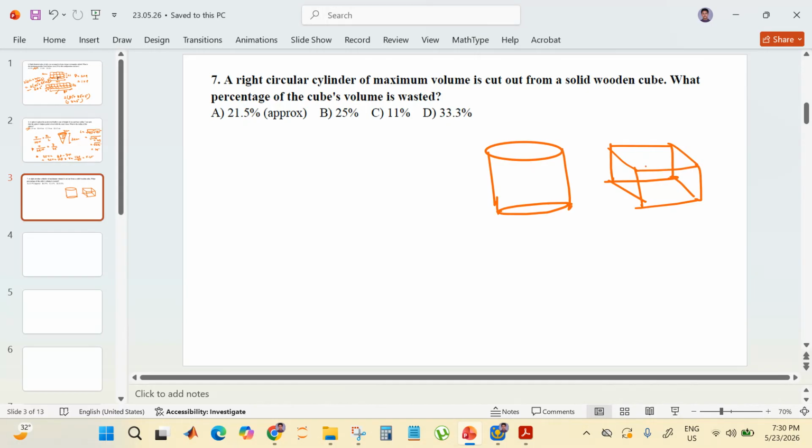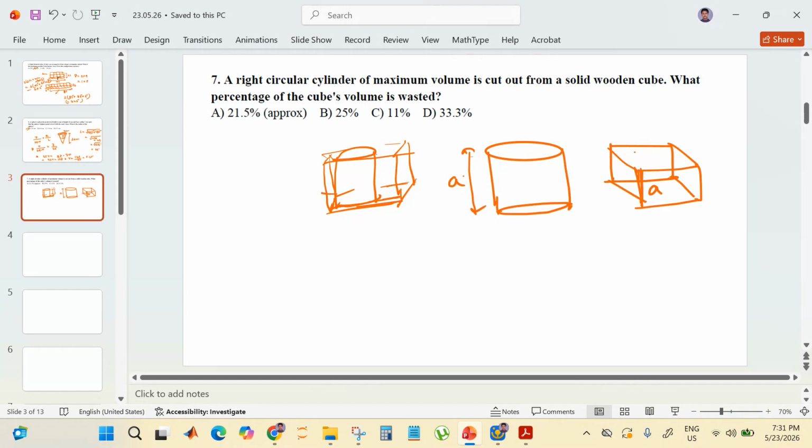So that means you have to find the volume, okay? So what happens if I put this structure inside the cube? Then you can find this type of structure. Actually the height of the cylinder will be the side of the cube. So if it is a, then this height is also a.